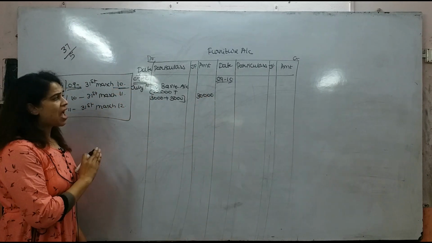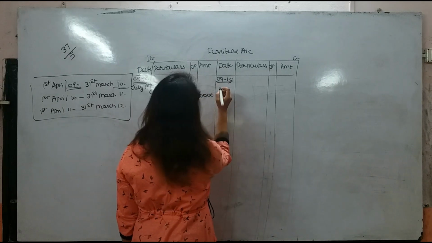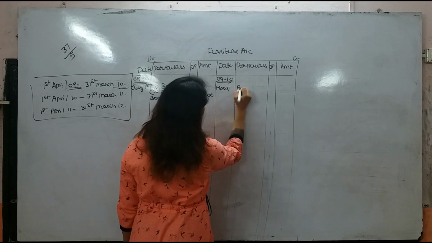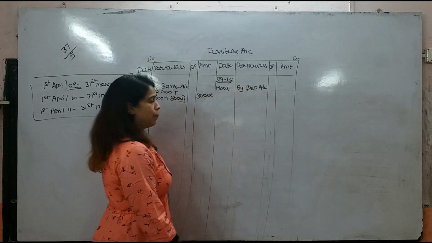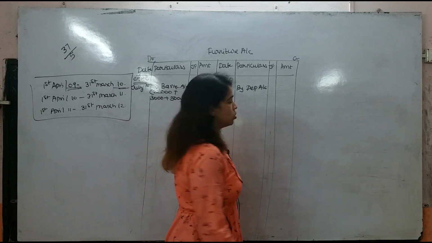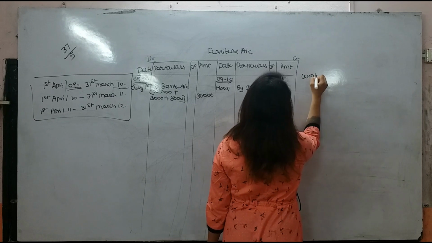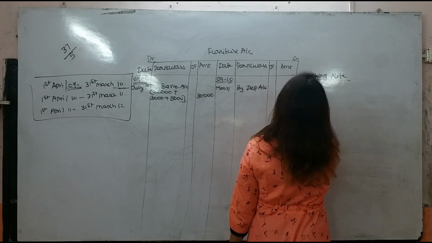Apart from this, we have not purchased any other furniture or any other addition. So on March 31st, the value is going to get depreciated. We know that depreciation we are always going to charge on the last day of the year, right? So here I will write working note, working note number 1.